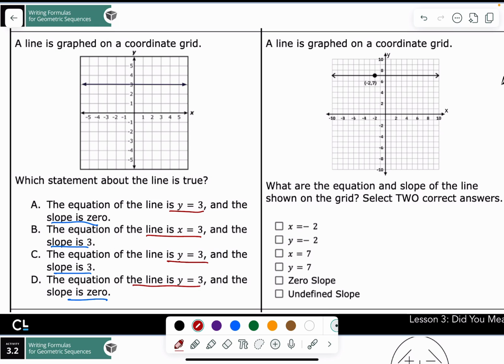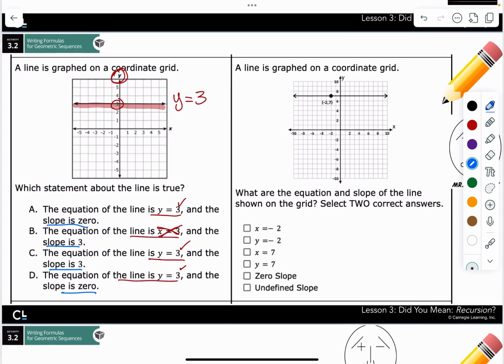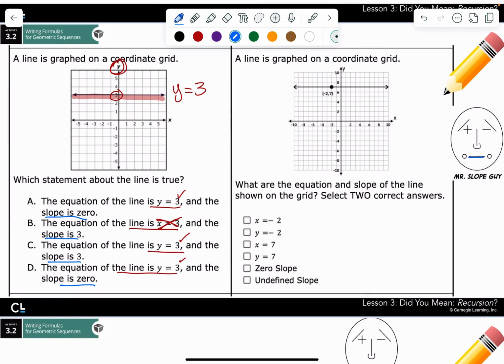So I know I'm talking about equation and slope, so let me find the equation first. If I'm looking at this line right here, I know it touches my y-axis at 3. Y equals 3. So I know A is good, B is not good, C is good, and D is good. Now if I'm talking about my slope, remember, if the line is going left and right like this, it has to be 0. 0 slope. So A is good, C is 3, so that's not good, and D is also 0.